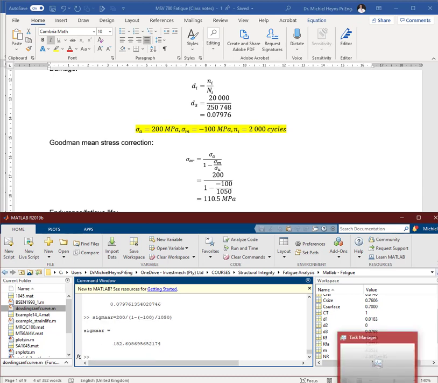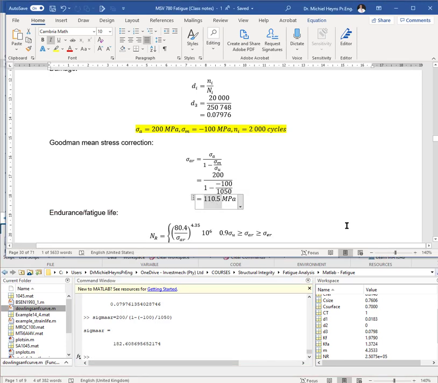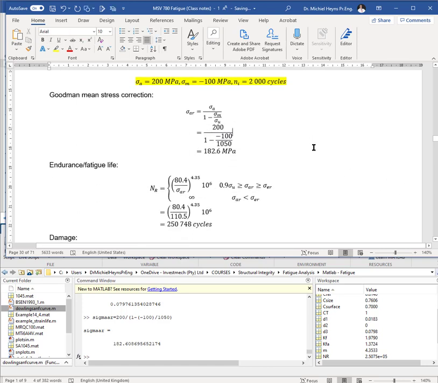And we calculate it to be 182.6 MPa. Now we can see the completely reversed stress amplitude is less than the applied amplitude. Why? Because of the compressive mean stress. Compressive mean stress is beneficial.